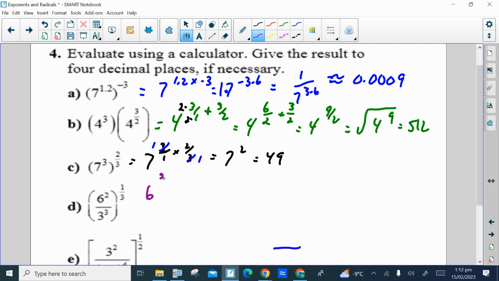We're going to have 6 to the 2 over 1 times 1 over 3 on top, and on the bottom it'll be 3 to the power 3 over 1 times 1 over 3. So the 6 will be to the power 2 over 3, and on the bottom the 3 will be to the power 1, because you're actually going to get 3 over 3. Or the 3's cancel and you still have 1 over 1, which is 1. And now we're going to have to use our calculator to get our answer here, but first, 6 to the power 2/3.